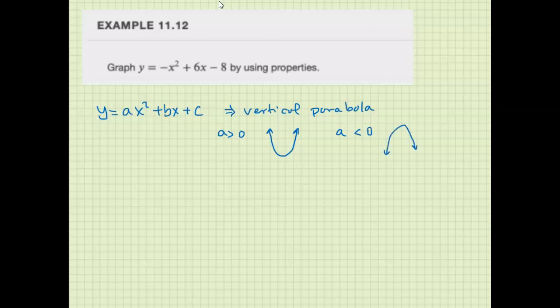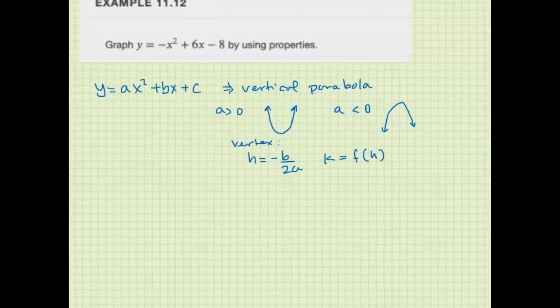The best way to graph it is to figure out the vertex. So for the vertex, the h is the negative b over 2a, and then the k you find by plugging in the h into your function. So you're going to plug in h for x to figure out the y value. And then you make a table of values, pick points, and use symmetry to figure out the graph. So we're going to do that.